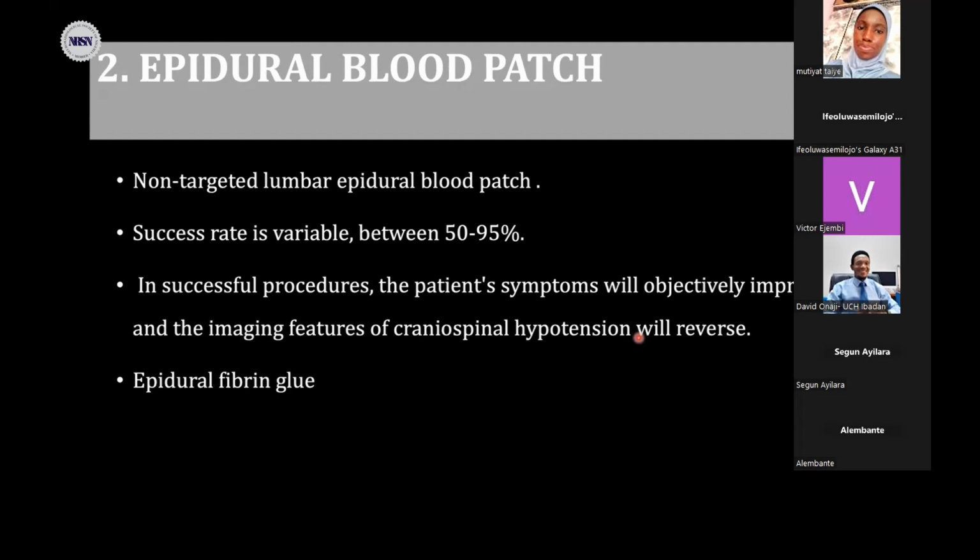If you want to do an epidural fibrin glue, then it means that you are certain of the exact location where the leakage is. Then you can apply the fibrin glue at that level. Otherwise, we just do an epidural blood patch. So here, the venous blood of the patient is obtained and it's injected into the epidural space of the patient. If it's successful, then the patient's symptoms are going to improve.